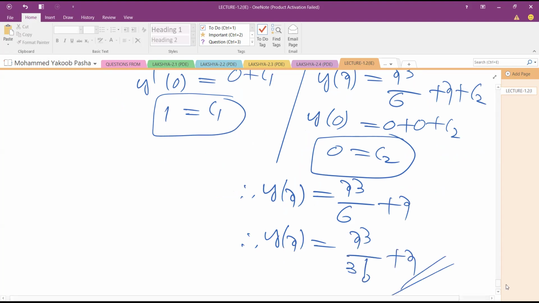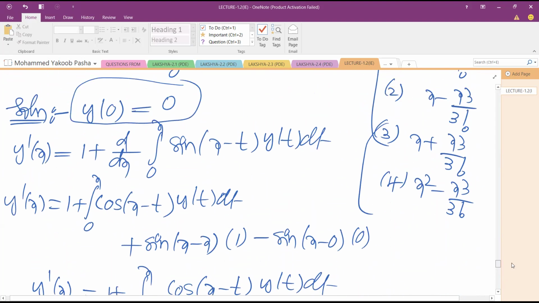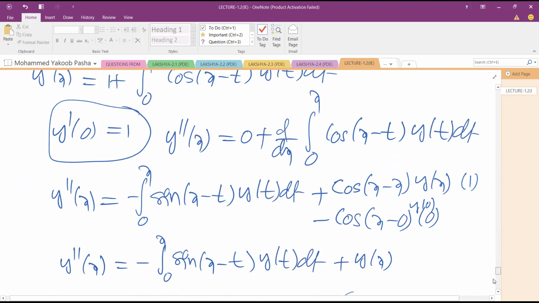This is the right option of this given problem. X cube by 3 factorial plus x. This is the right option. Okay. According to Leibniz rule, we can check the options.